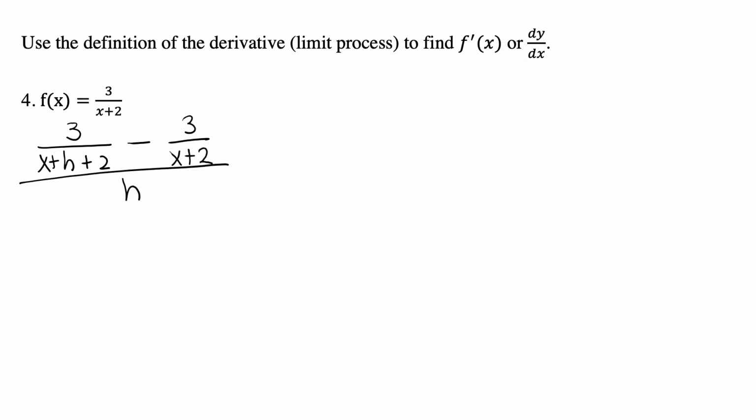So in finding the difference quotient, we've actually created a complex fraction. Remember, in order to simplify this, to get rid of those fractions inside fractions, we can multiply by our common denominator. So our common denominator here is actually going to be x plus h plus 2 times x plus 2. We're going to multiply by that over itself.